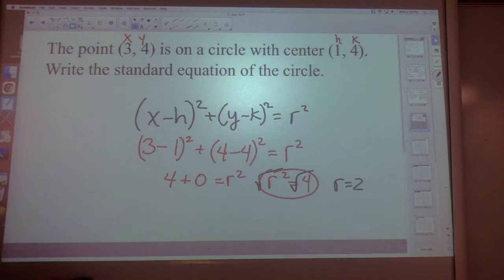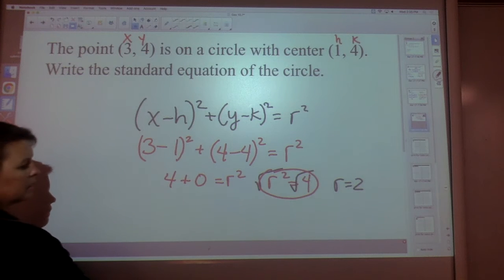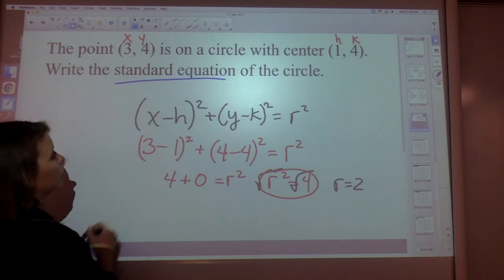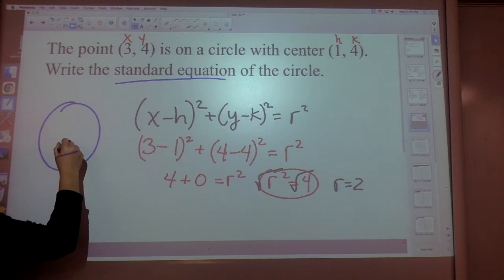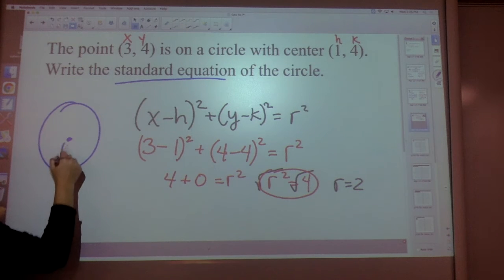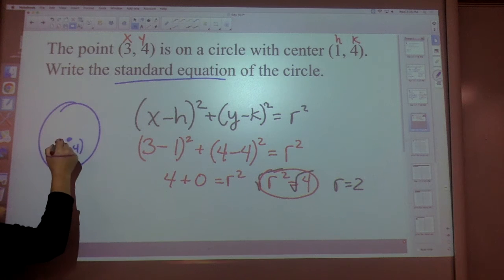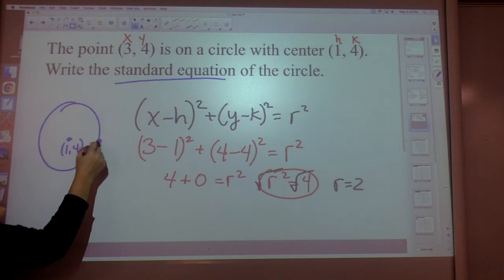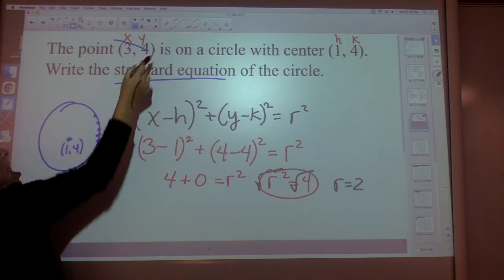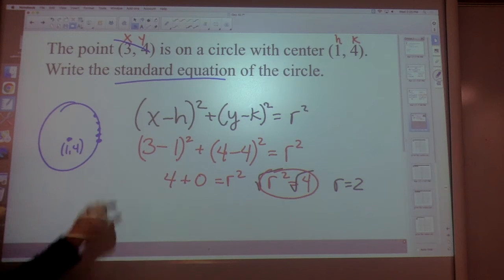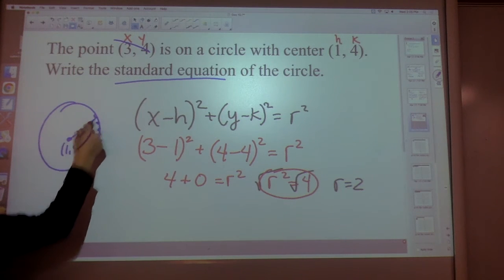We did all that work to find r, but it still asks us to find the standard equation of the circle. Now there's more points than that on the circle. If our center is at (1, 4), and this is at over 3 up 4, well that's a point, and this is a point, and this is a point, and this is a point. We don't need just one single point. We need all of the points. How do we get that?